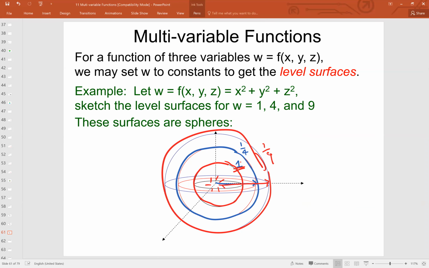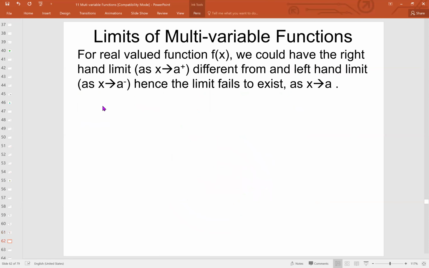So if you want to call this an equal light perceived surface, it's a level surface. Or it could be heat, on that surface that has the same temperature. So these are useful for physics. These are called level surfaces.